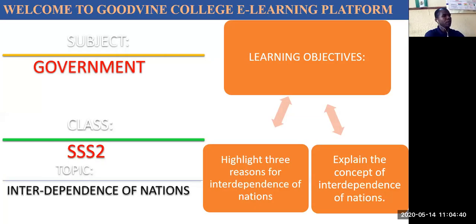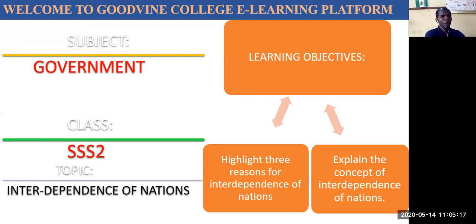So today, we'll be looking at the topic called interdependence of nations as the first topic under international relations, as a subsection of government. And under this topic, today basically we'll be looking at the explanation of the concept of interdependence of nations. And we're going to highlight 3 reasons for interdependence of nations.